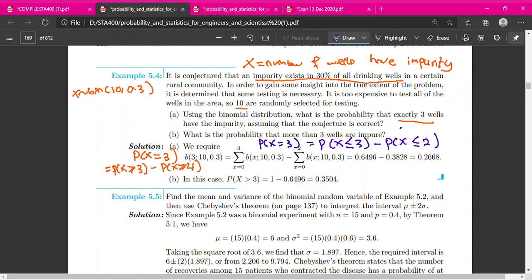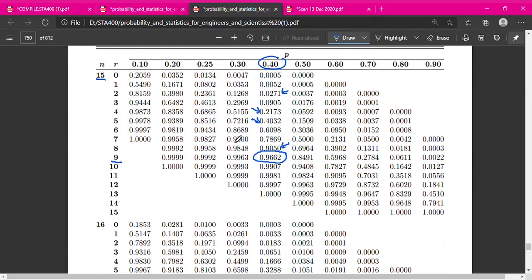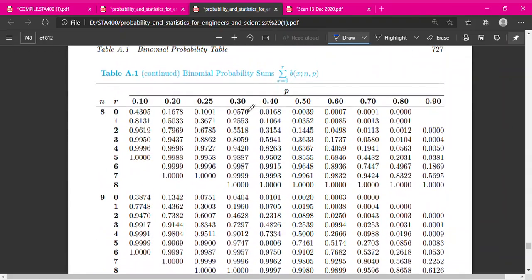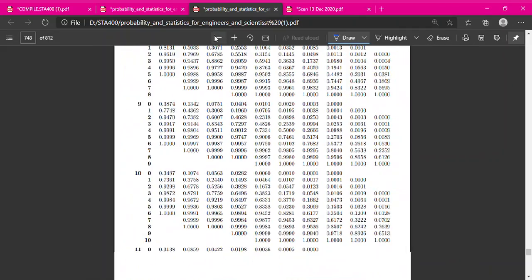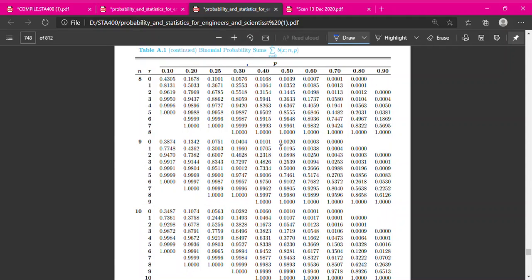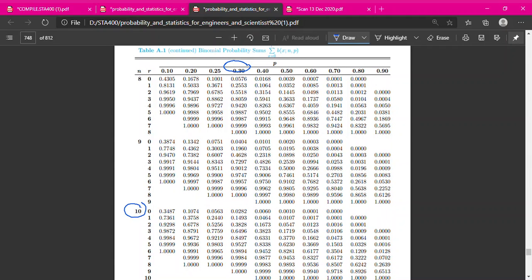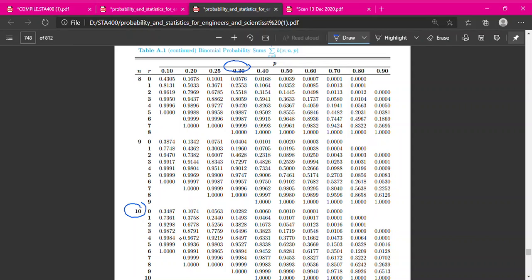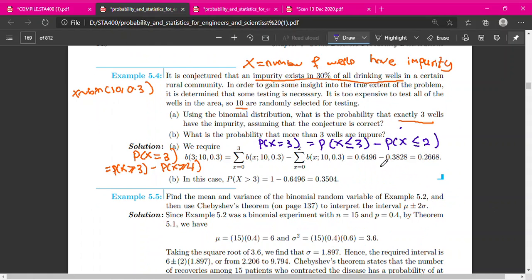So, tinggallah 3 sahaja. So, kita tengok P 0.3 and N is 10. Okay, P 0.3 and N is 10. So, kita nak ambil R tadi 3 dan 2. Tolak R 3 and 2. So this value 0.6496 minus 0.3828. Okay, this value. So, you akan dapat jawapan yang sama.